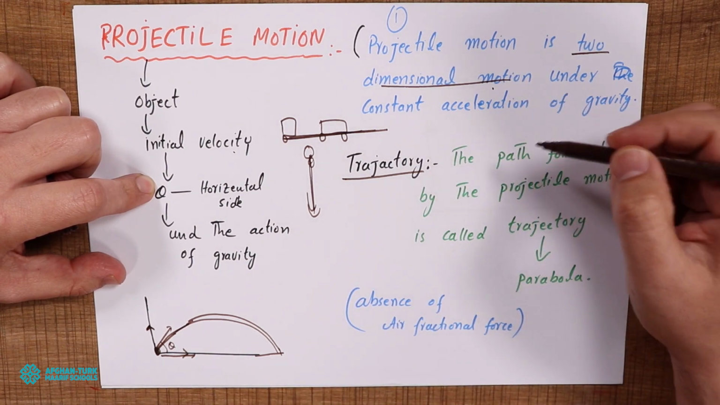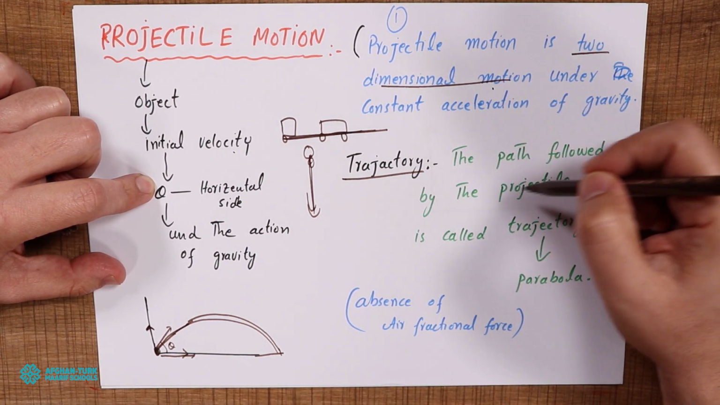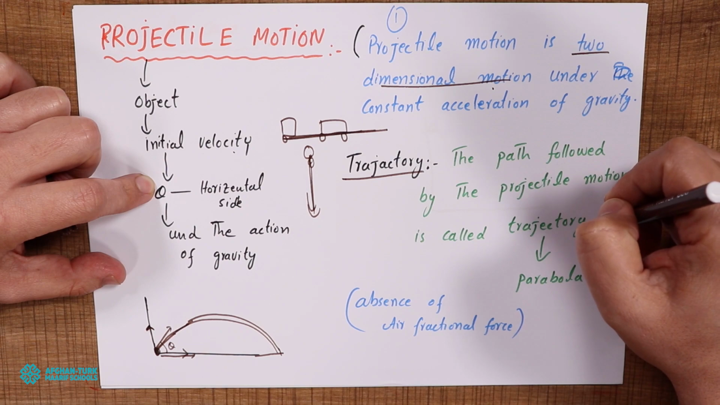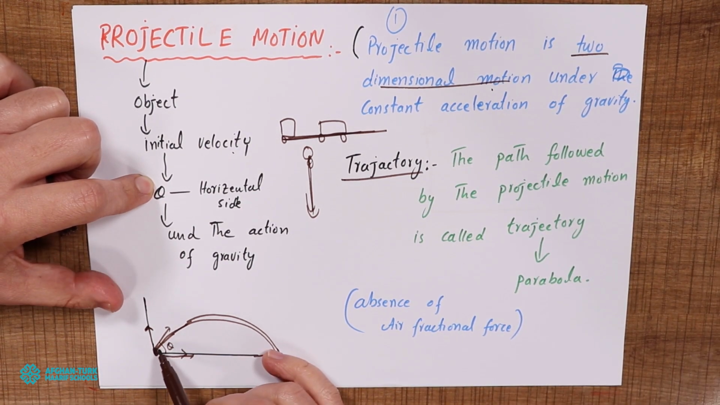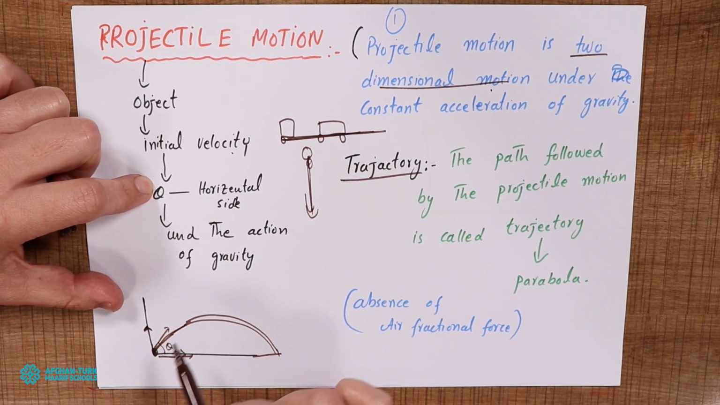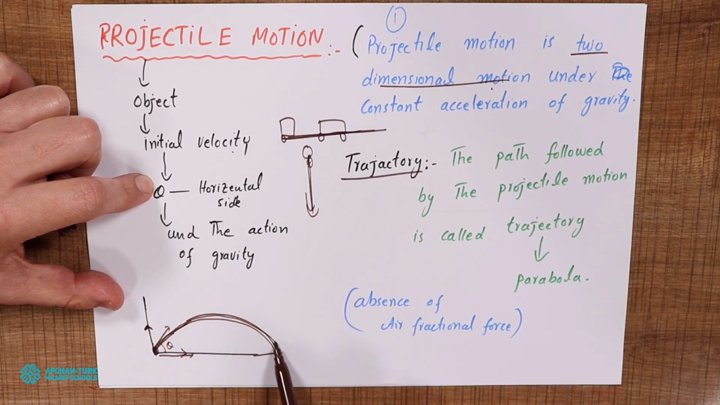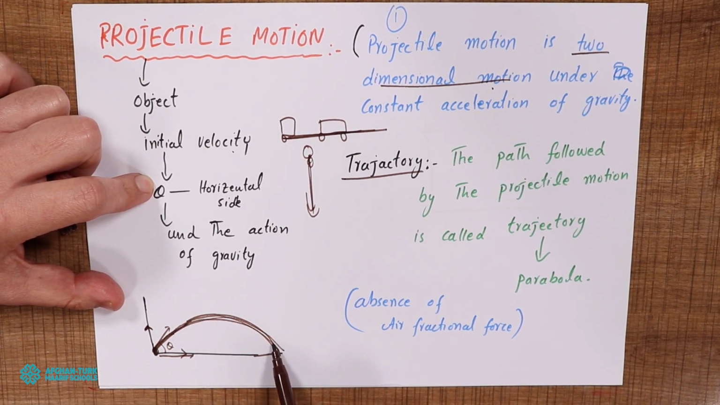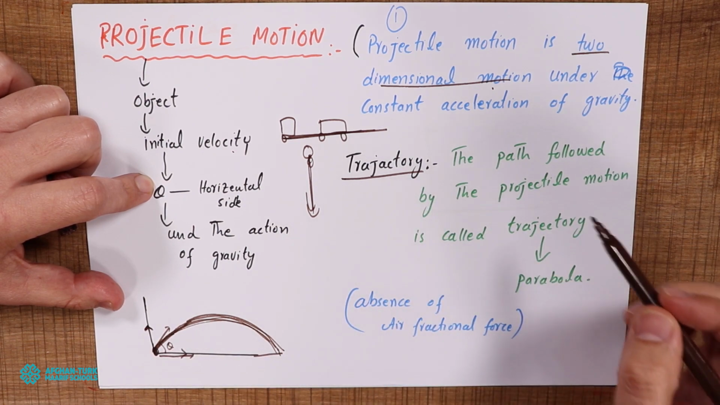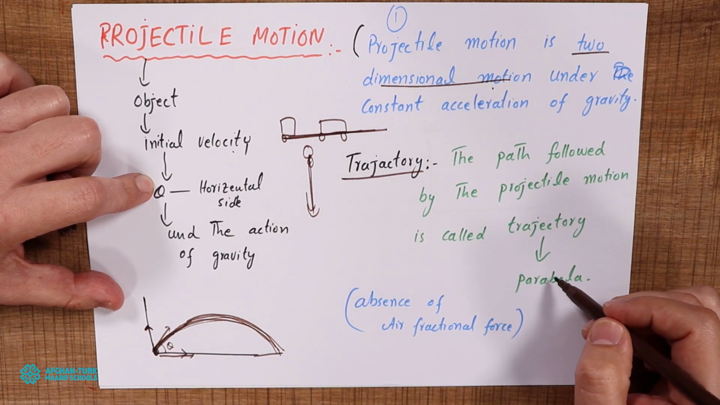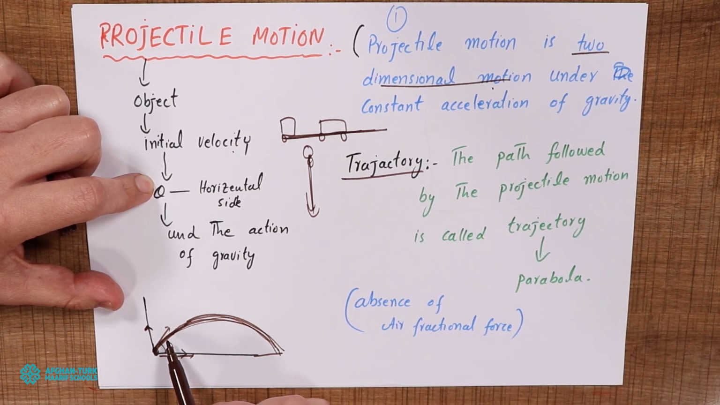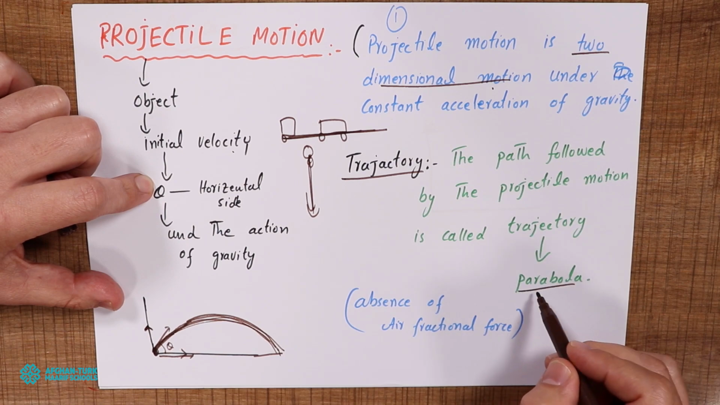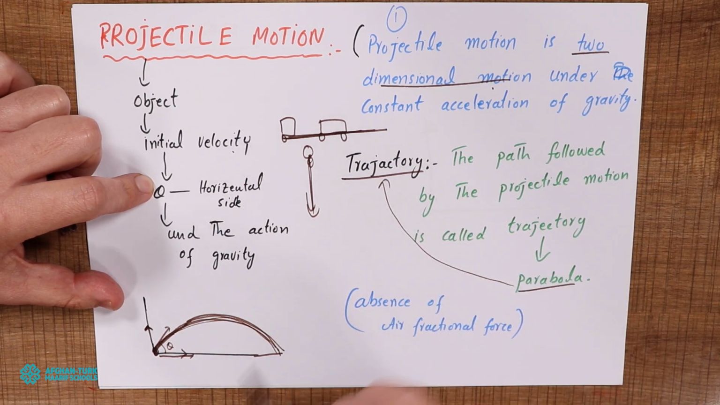Now the second word is trajectory. What is trajectory? The path followed by the projectile motion is called trajectory. It means when this ball or object moves on this path, following this path is called trajectory. Normally in mathematics it shows a parabola structure, and this parabola structure is called a trajectory.